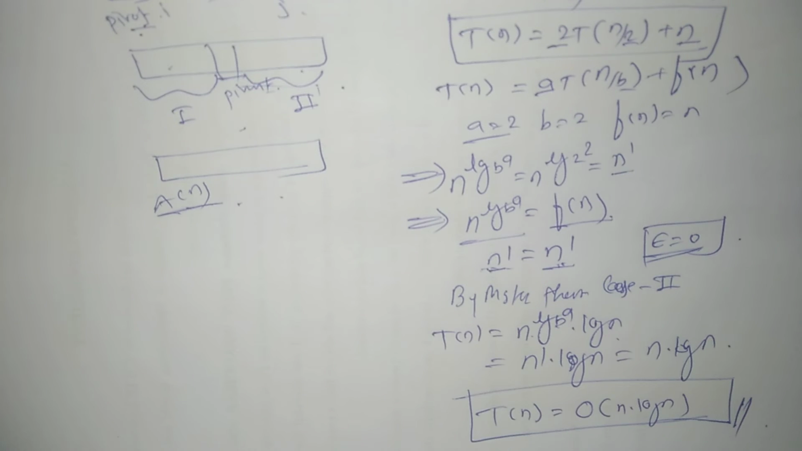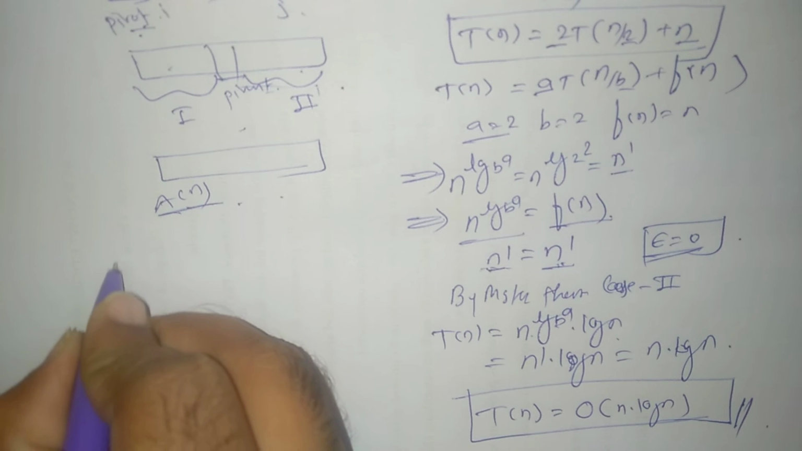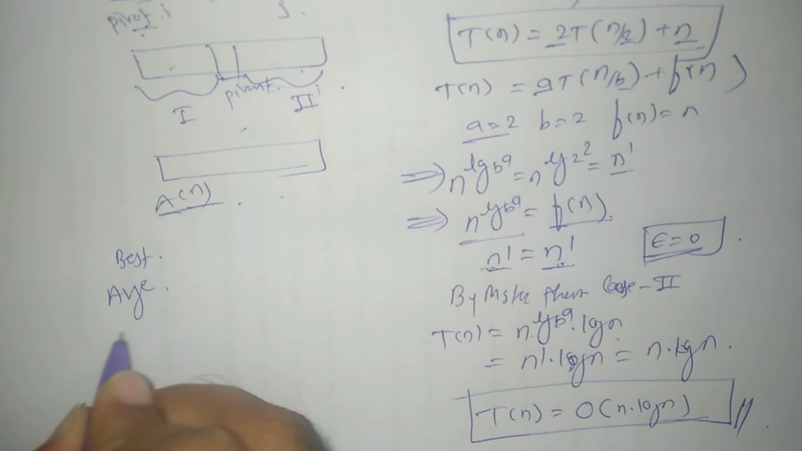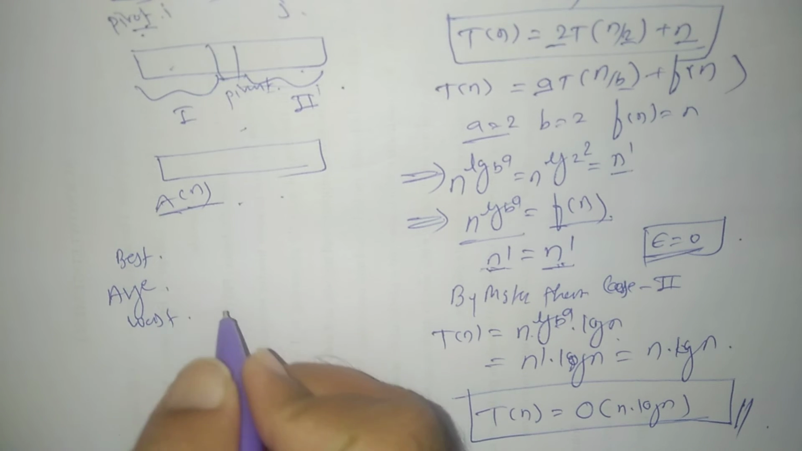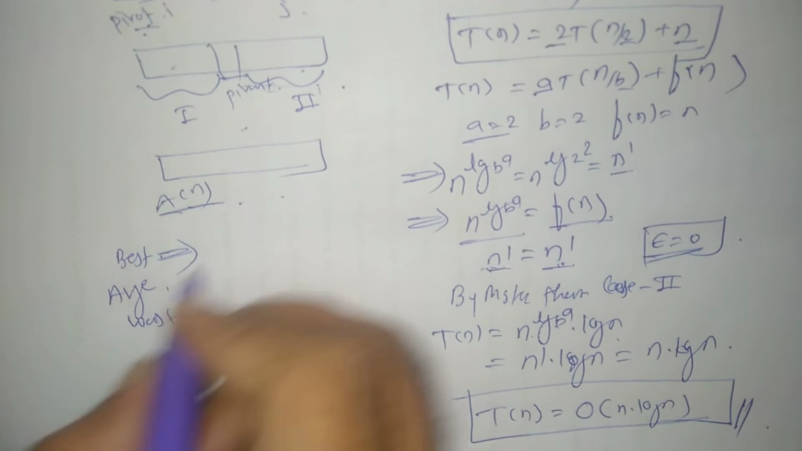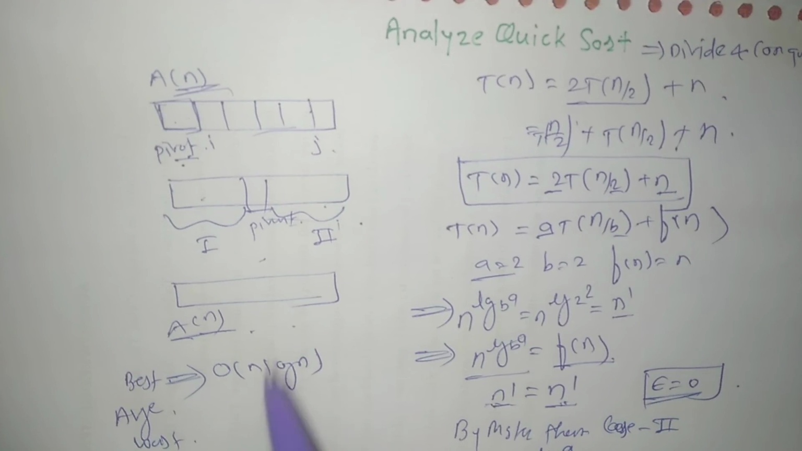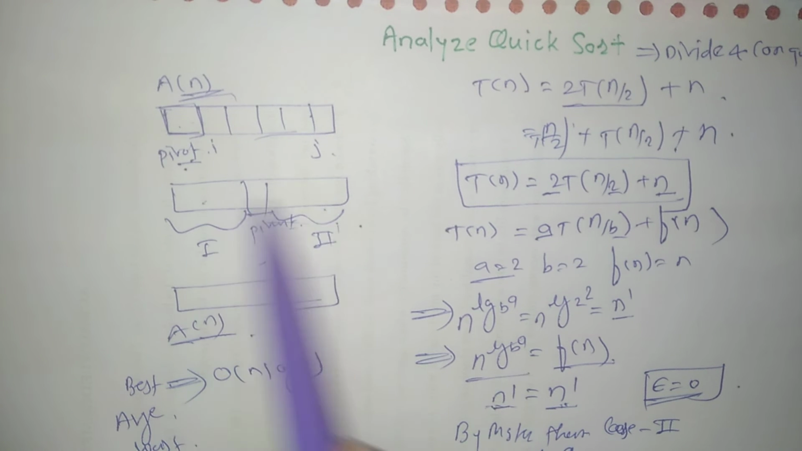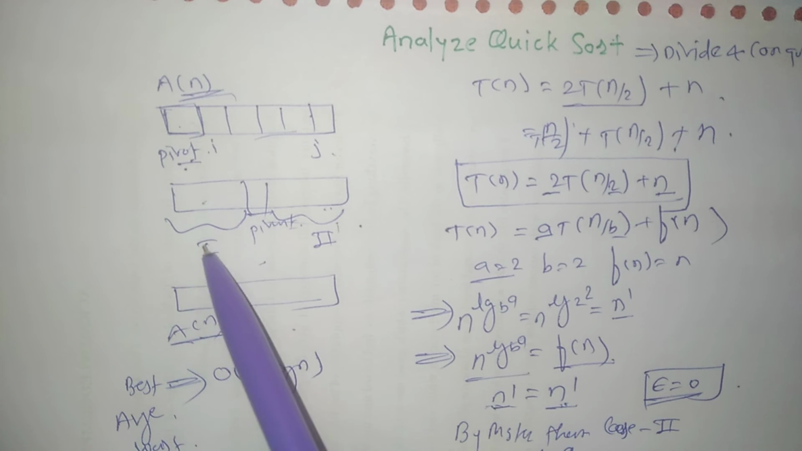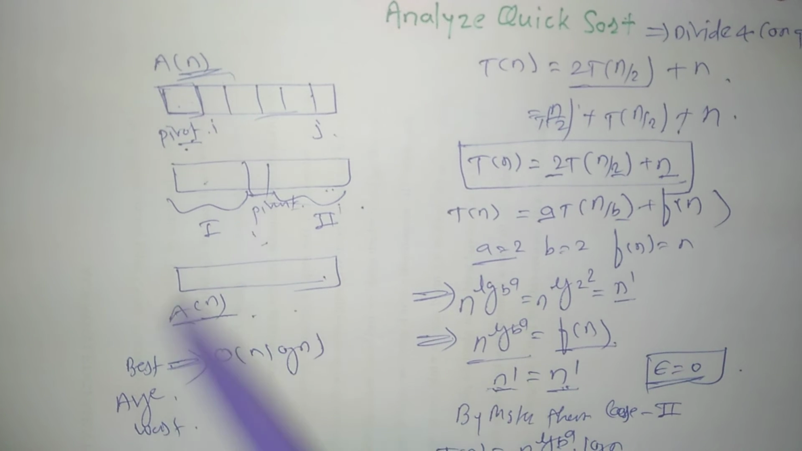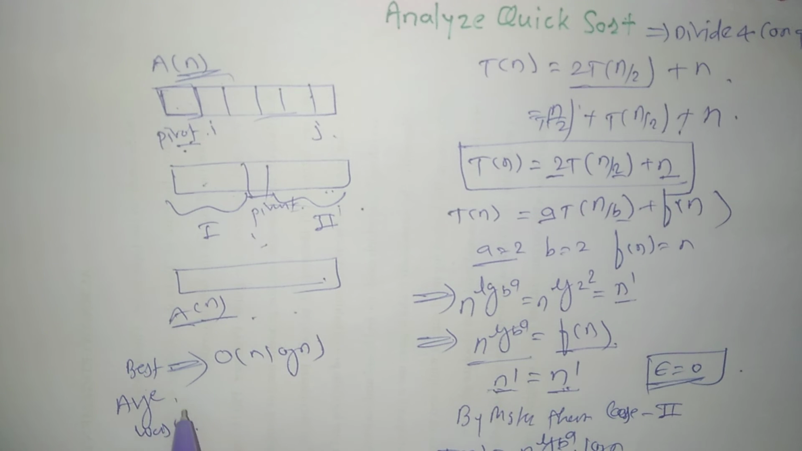Now consider all three conditions: the best case, the average case and the worst case. In the best case, it will be O of n log n. Why? Even in the best case, I have to take a pivot element, divide into two parts, and once again the pivot element is generated, checking until the array is sorted. So in the best case, I have to perform all the activities.